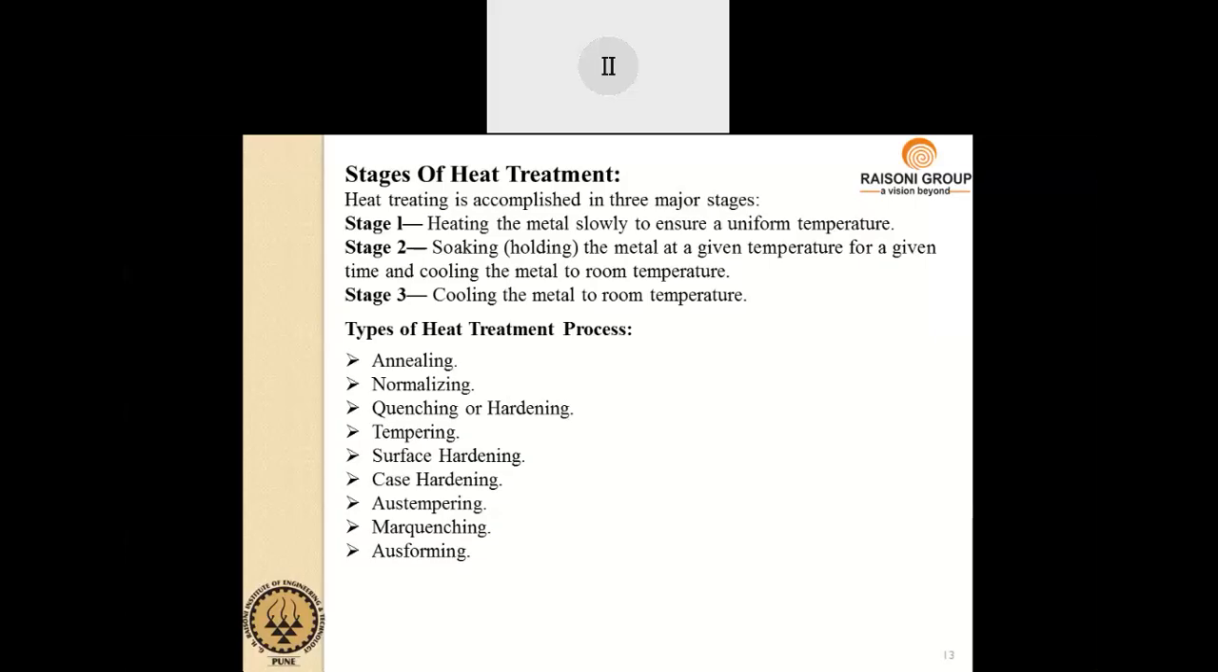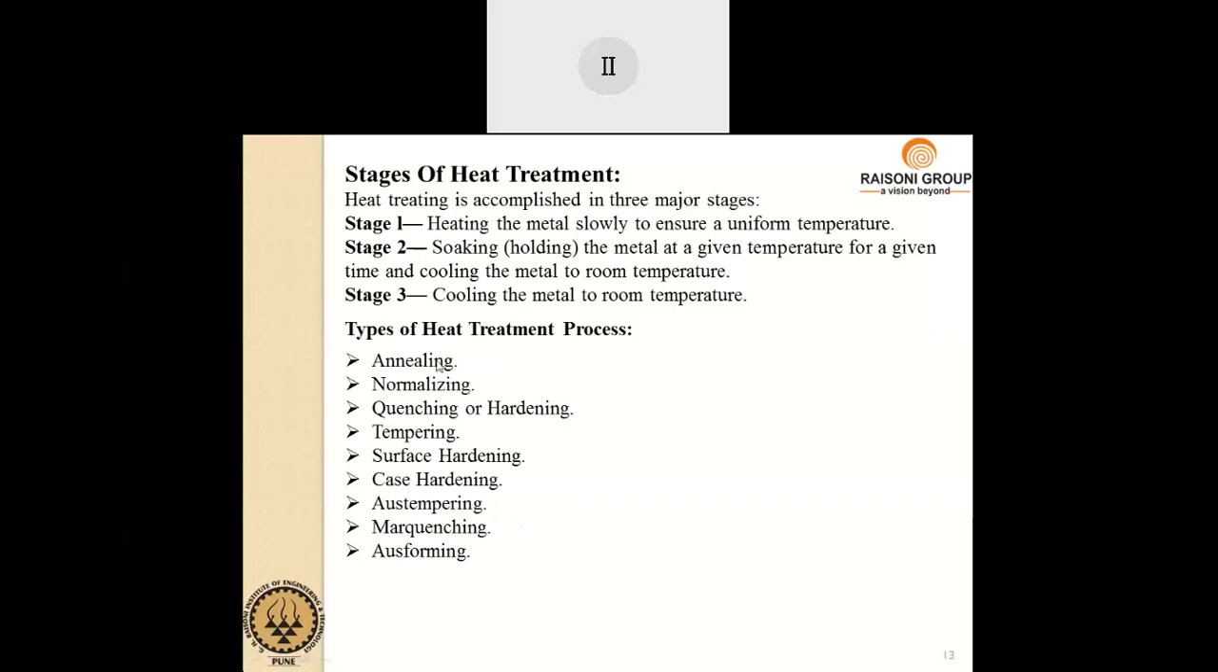Based on the soaking time and type of cooling, the heat treatment processes are classified as follows: annealing, normalizing, quenching and hardening, tempering, surface hardening, case hardening, austempering.